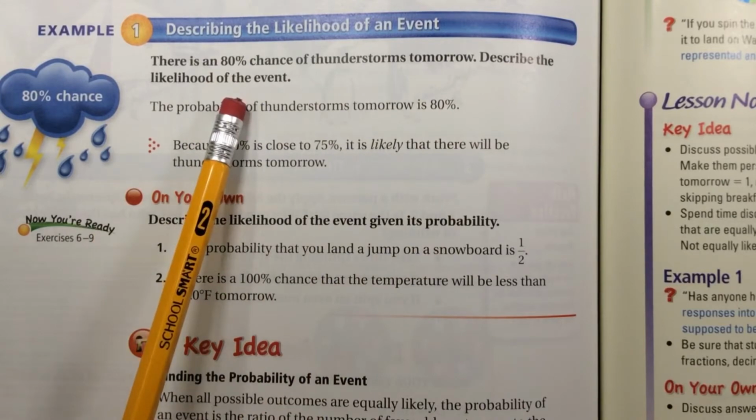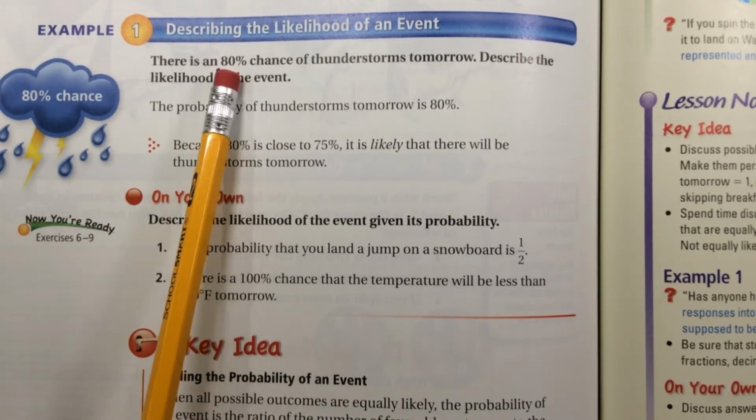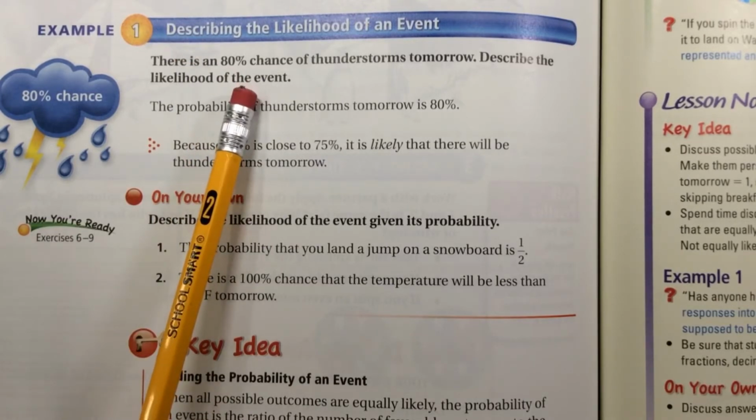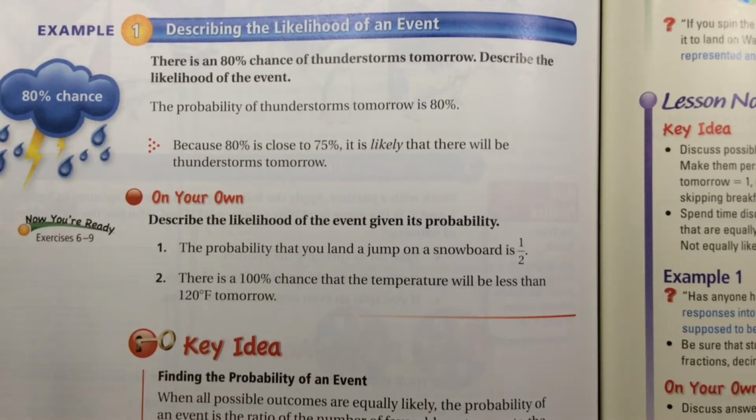Describe the likelihood. Well, if it's 80% chance, that's the same as 80 out of 100, which is the same as 8 out of 10, or 4 out of 5. So it is greater than 1/2, which would be 50%. So we would say it's likely to happen.